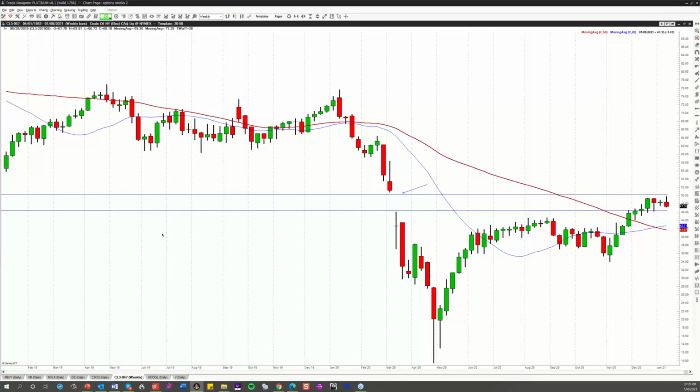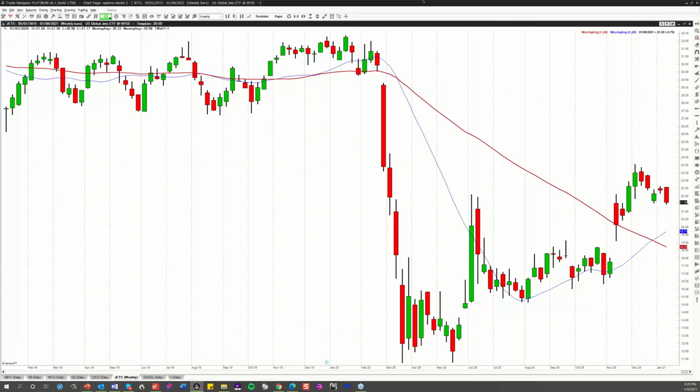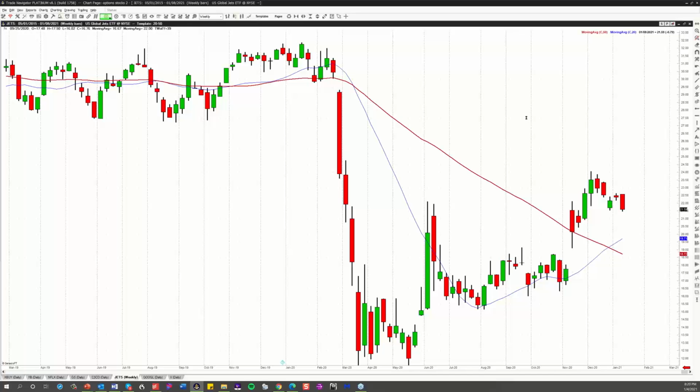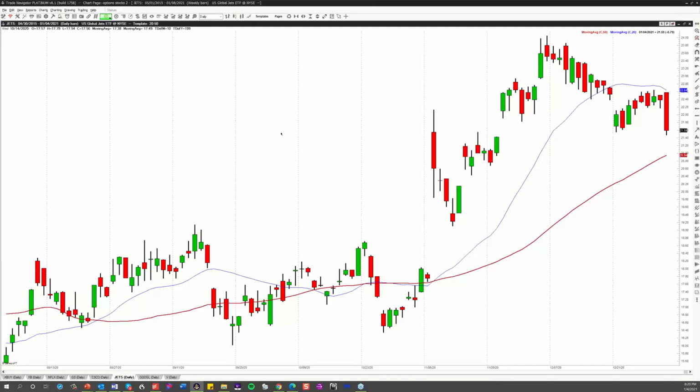Okay, let's look at jets. And we'll look at a few more, covering all the requests. Okay, we'll look at the daily. Short-term trend down. Long-term trend is up, but notice something interesting.